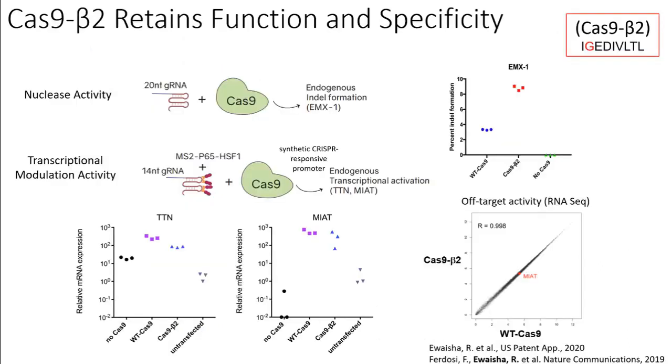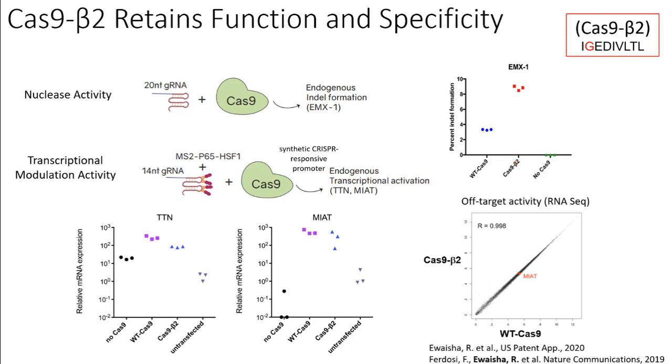To examine the nuclease activity of Cas9 beta 2 and compare with wild-type Cas9, we targeted Cas9 beta 2 or wild-type Cas9 to an endogenous locus, EMX1, and measured percent indel formation, or insertions and deletions. So the data demonstrate that Cas9 beta 2 retains its nuclease capacity compared to wild-type Cas9.